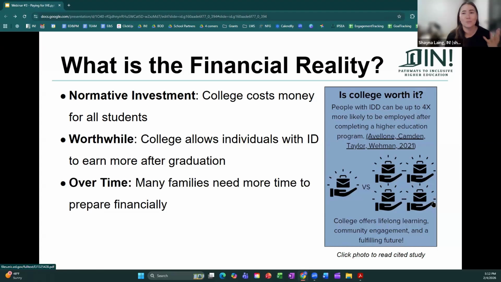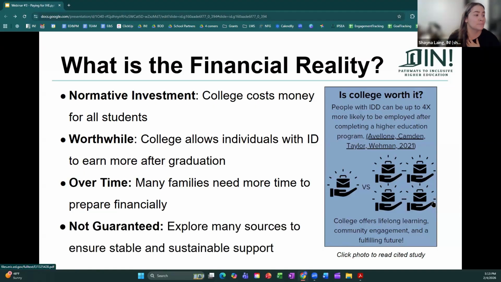We've also learned that it's important for families to be preparing financially over time. It is not feasible for families to learn about this, never having considered inclusive higher education before, never having saved for it, and then be able to pay a large sum in the next semester. So we really want to share this information with you, hopefully early, and encourage you to share this with families early so that there's saving happening, just like we would hope for any typical student and their families.